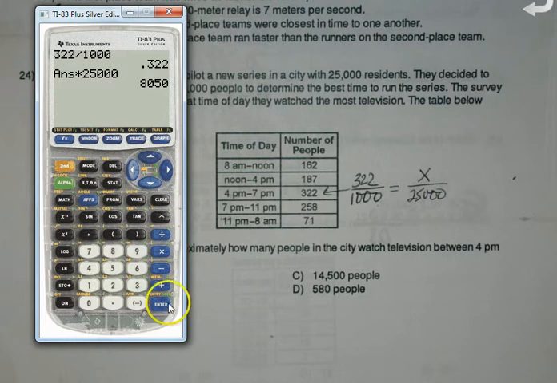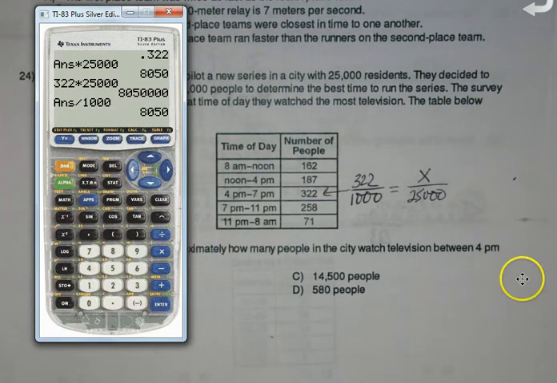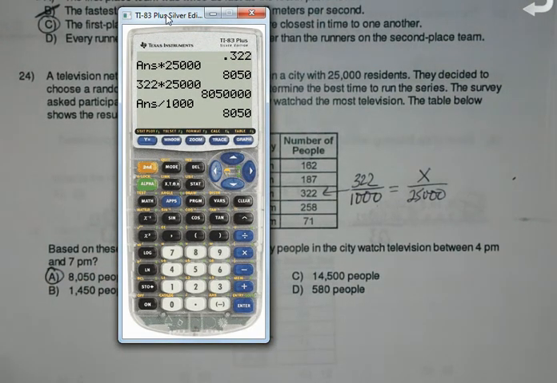or I could do what I'd normally do, which would be to cross multiply, and you're going to notice I get the same answer, and then divide by the number that's with x, divide by 1,000. And I get the same answer either way, which is 8,050, which is letter A.